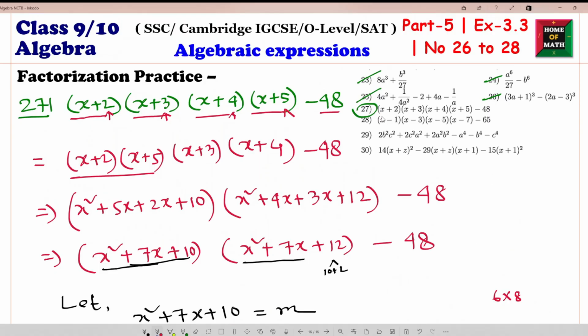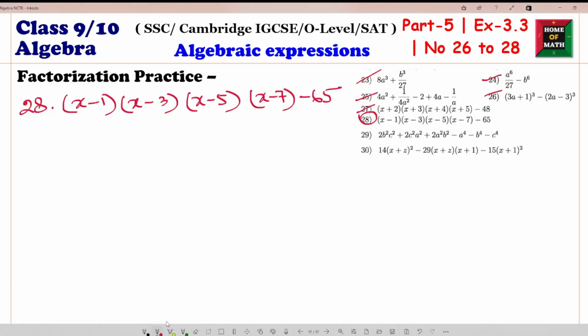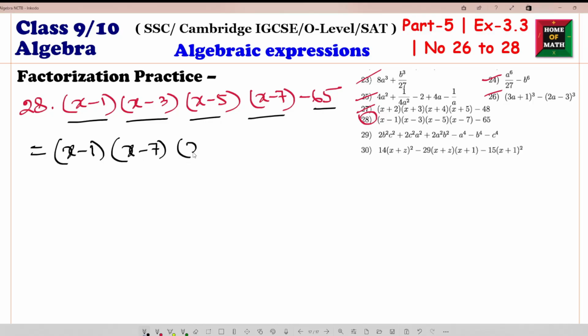So number 27 done, and our plan is to complete number 28 also. Let's start. If you understand number 27, you can easily solve this 28. So this one, x minus 1, x minus 3, x minus 5, x minus 7, minus 65. So first x minus 1 times x minus 7, then x minus 3 times x minus 5, minus 65.